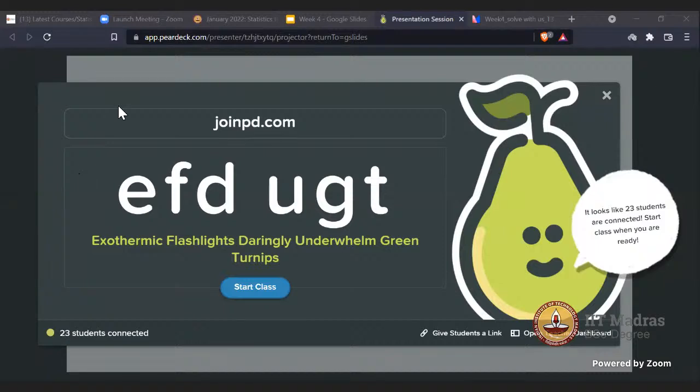Ma'am, can you give the link to students in the chat box? What link do you want? In your screen, at the bottom, it is given, give students a link. Can you copy it and send it in the chat box so that we can easily enter? Okay, fine.